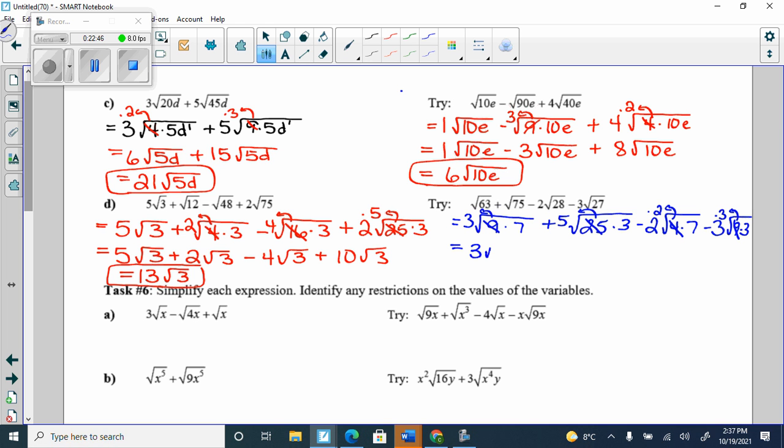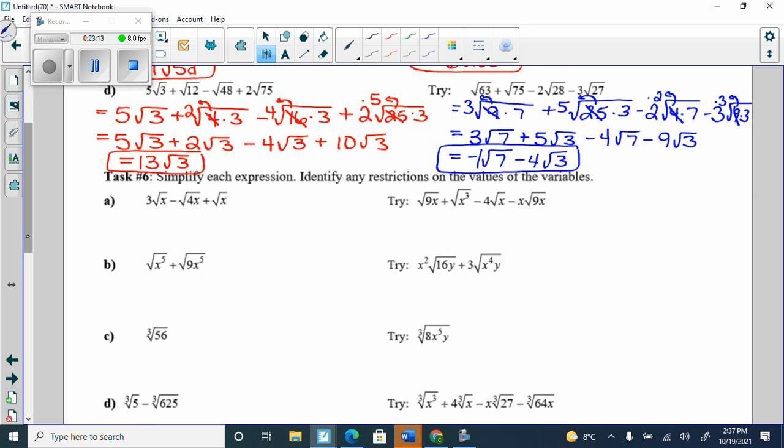So we get 3 root 7 plus 5 root 3 minus 4 root 7 minus 9 root 3. So 3 minus 4 is negative root 7. Or negative 1 root 7, same thing. And then 5 minus 9 is negative 4 root 3. You can only put the root 3's together and you can only put the root 7's together.